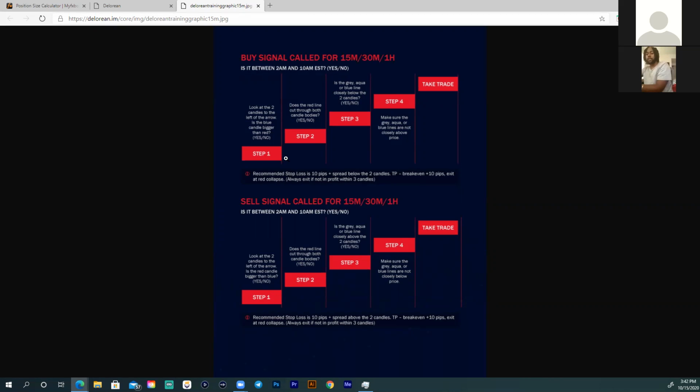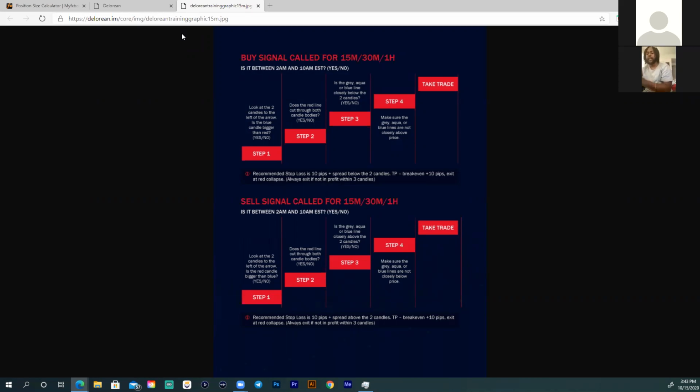The second question is cut. Does the red line cut through both body candles? If the answer is yes, you go on to step 3. All right. If it's no, you're not taking that trade. Step number 3, location. Is the gray, blue, or aqua line closely below the 2 candles? Remember, this is a buy example.